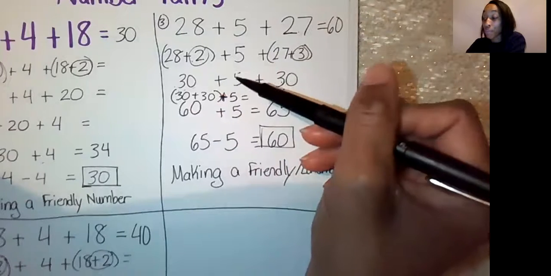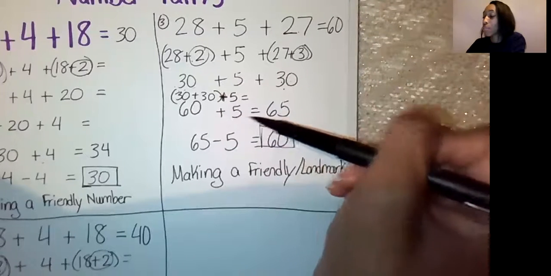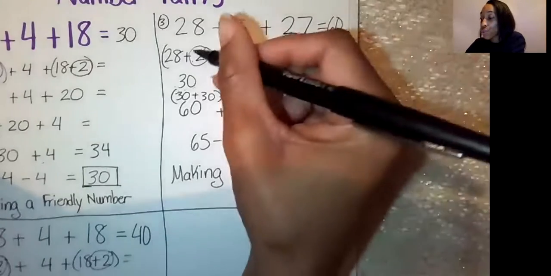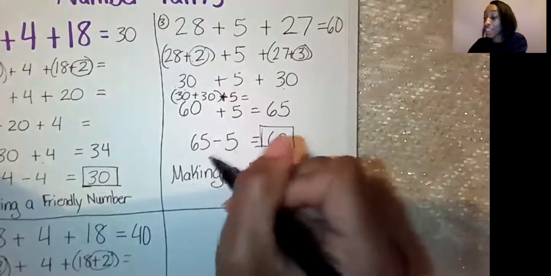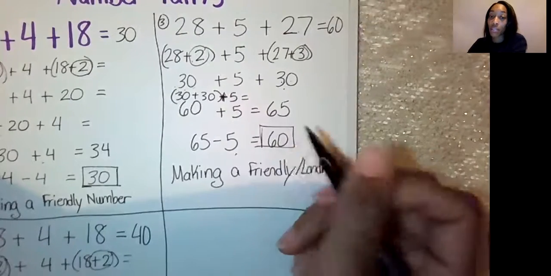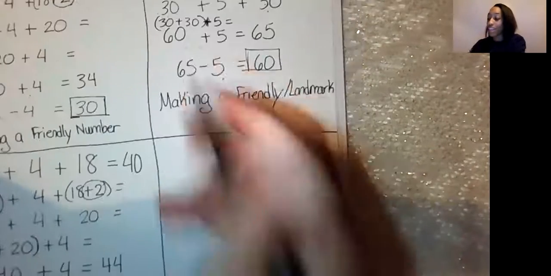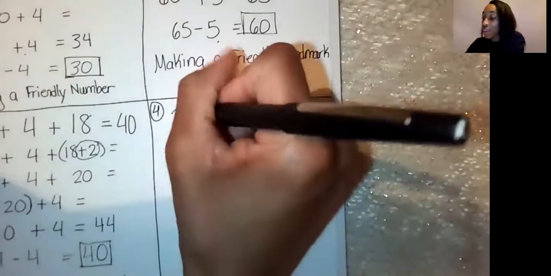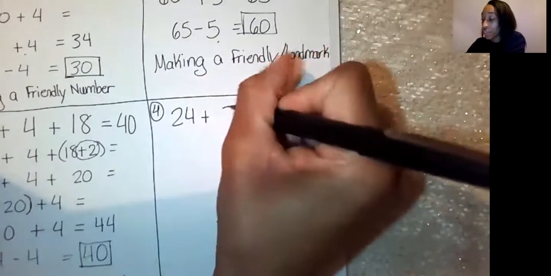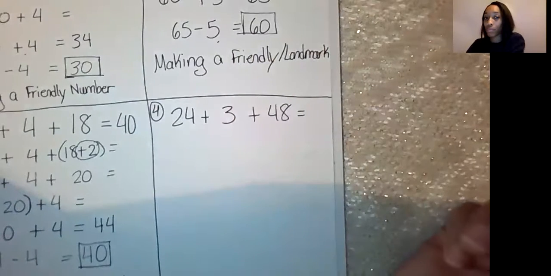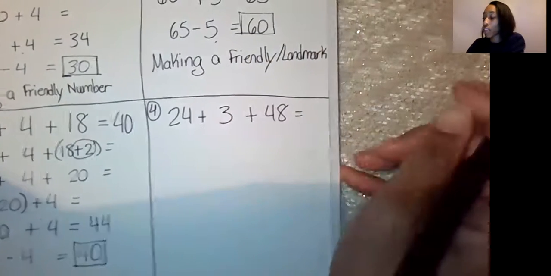You add my remaining add-in, 60 plus 5, 65, and take that 3 and 2 back out from that 65. 3 plus 2 is 5, which is how I got this. All right, here's our last one. Let's see if it gets harder. 24 plus 3 plus 48. Okay. 24 plus 3 plus 48.